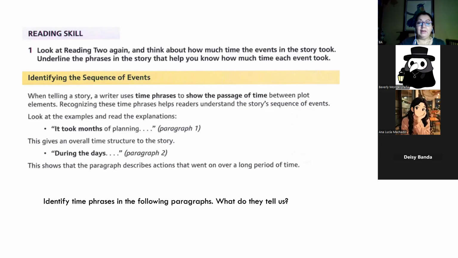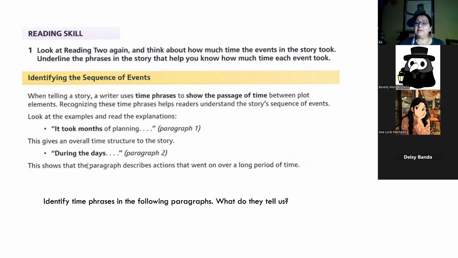In 1 day? In 2 weeks? Or in many months? Many months. It was planning, thinking, many months. Muchos meses duró eso. This gives an overall time structure of the story. During the days, in paragraph 2, during the days.